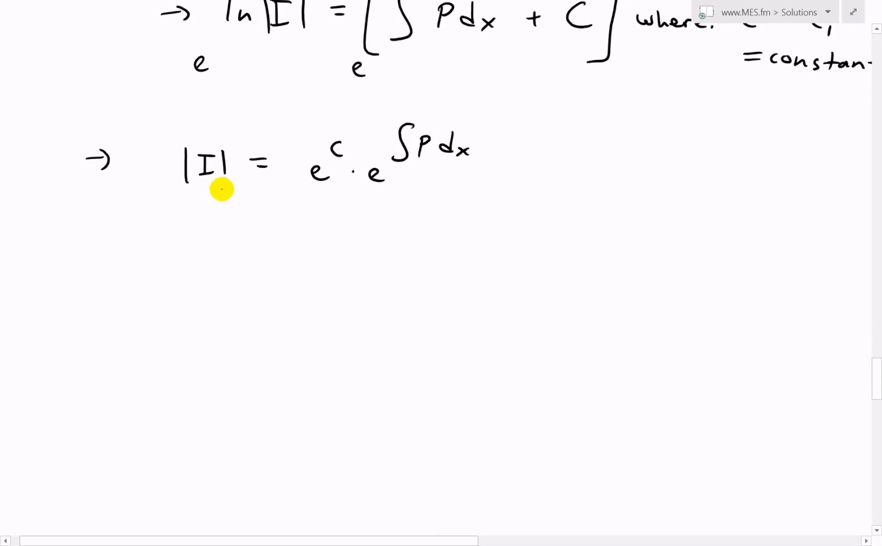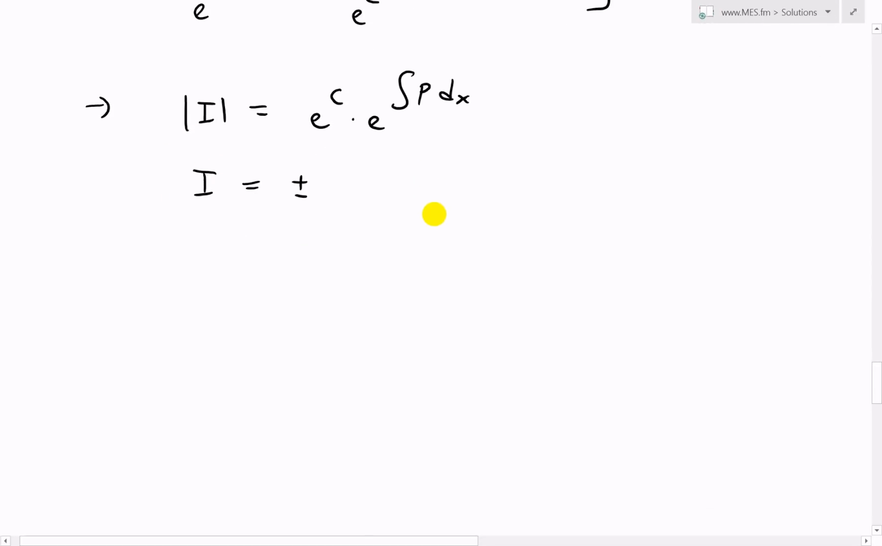And now remove the absolute value sign. Recall absolute value is the same thing as writing plus or minus. So the inside could be plus or minus, but all you're doing is making it positive with the absolute value sign. So the inside could be whatever, plus or minus e to the c, e to the integral p dx.